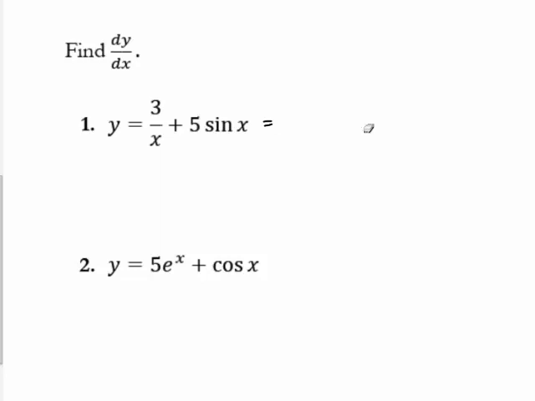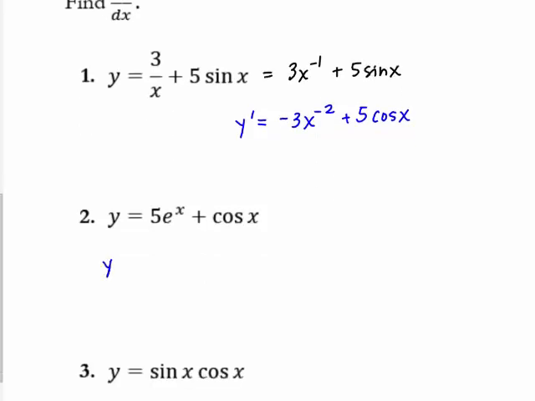For example, the derivative of y, we can rewrite 3 over x as 3x to the minus 1 as a power, so we can use the power rule, plus 5 sine x. And from there we can differentiate. So y prime equals negative 3x to the minus 2 plus 5 times the derivative of sine, which we just determined to be cosine.